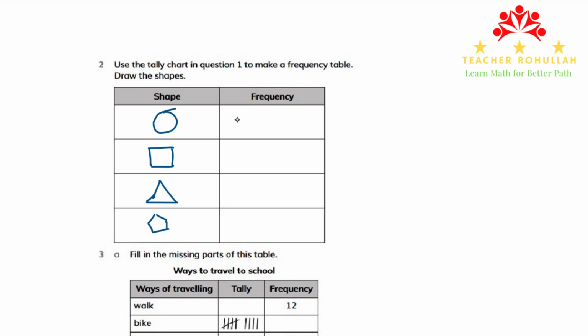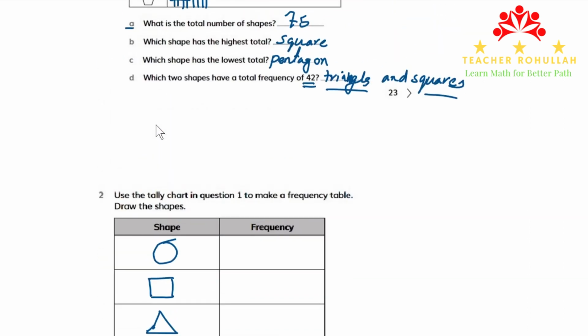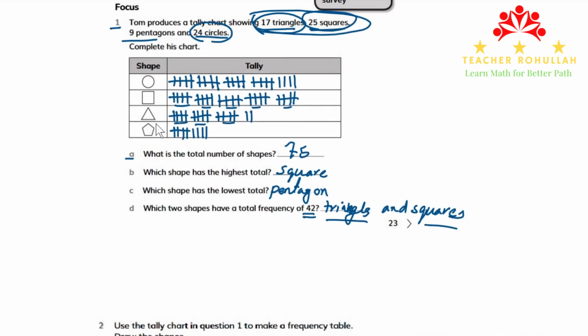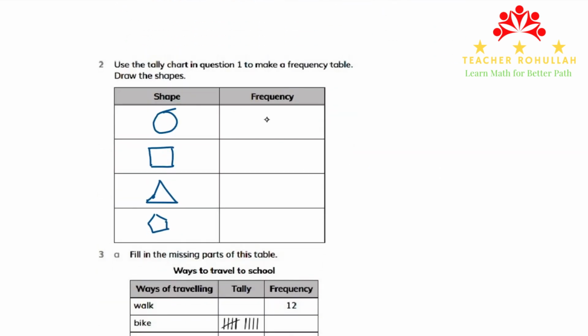So how many circles did we have? We have 24 circles, 25 squares, 17 triangles, and 9 pentagons. So 24 circles, 25 squares, 17 triangles, and 9 pentagons. We are done with this question also.